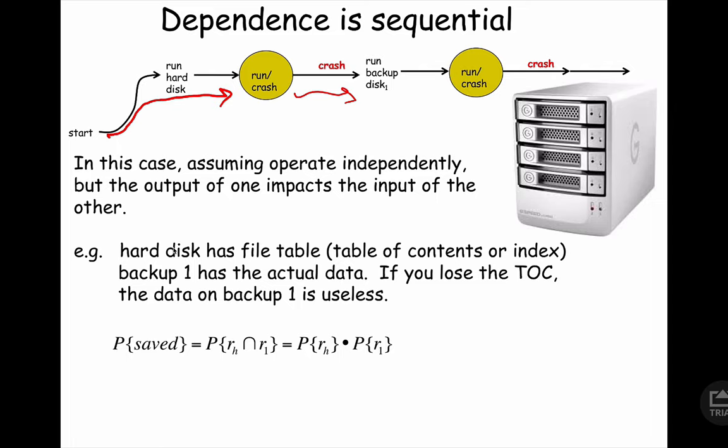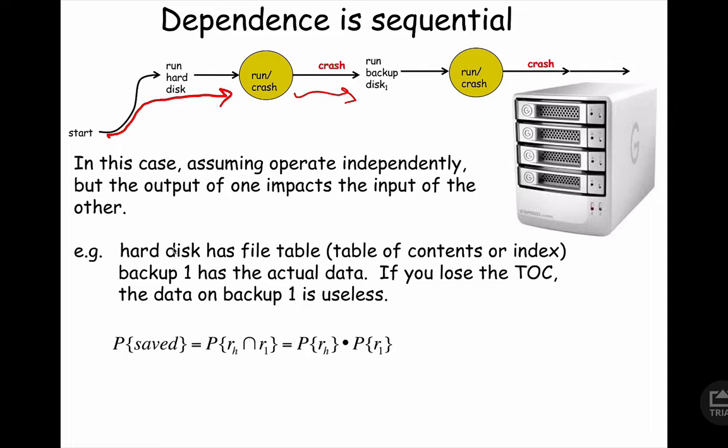So in order for information for the system to be saved, well, we need the hard drive to run because that has our table of contents. And then likewise, at the same time, and we need the disk R1, the backup one, to run, right? And I'm calling it backup, but in this case, it's a data drive, and the hard drive is a table of contents.